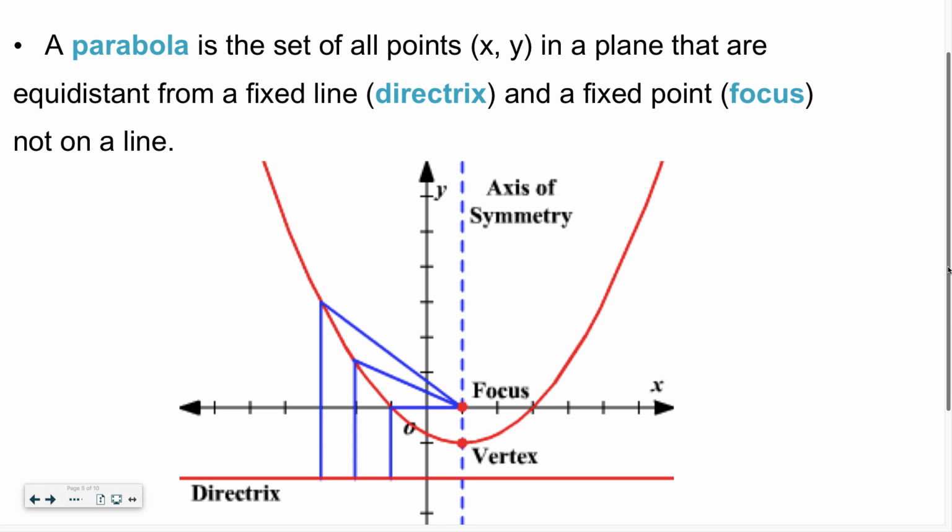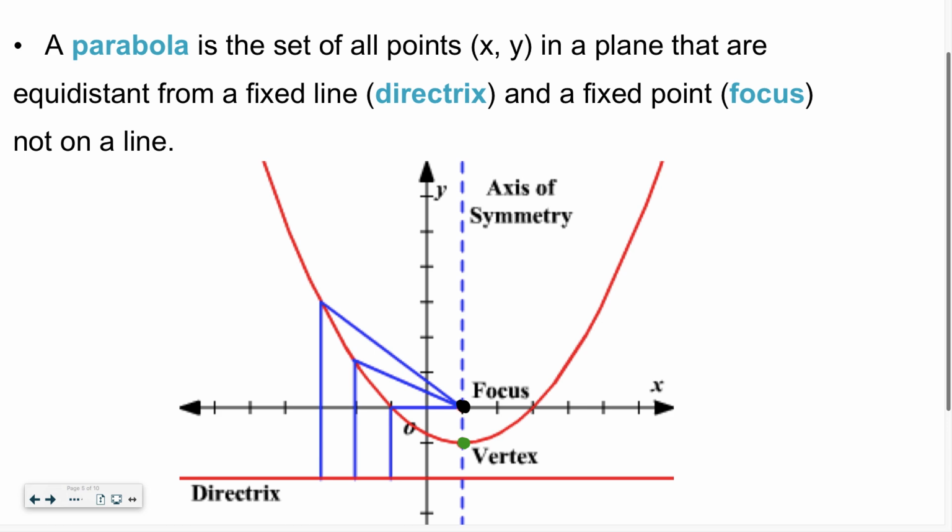So when we graph a parabola, we need to figure out where the vertex is, and that's nothing new. We've always needed to know where the vertex is, okay? But what is new is that we have this point called the focus that lies inside of our parabola, and we have this line, the directrix, that is perpendicular to the axis of symmetry and lies outside our parabola, okay?